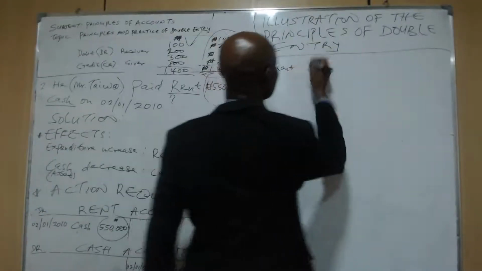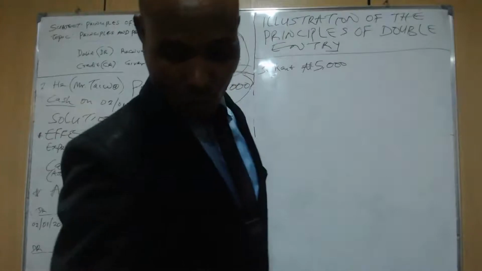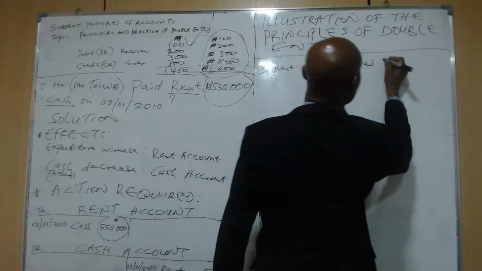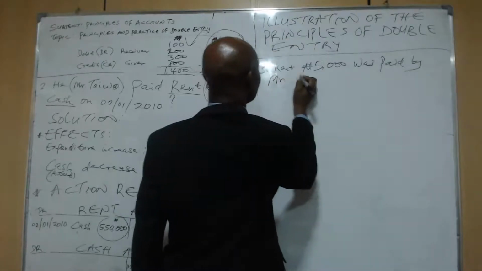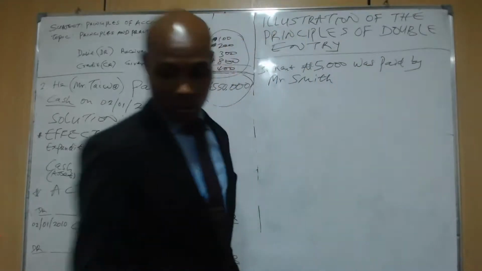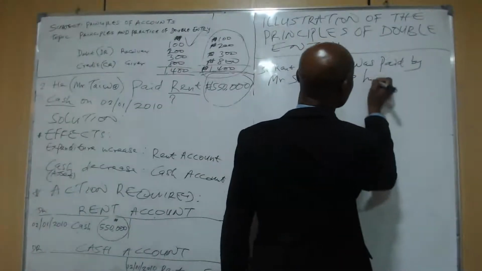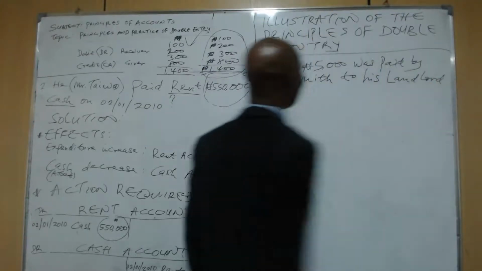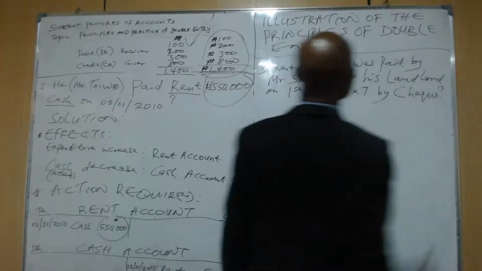Rent 5,000 naira was paid by Mr. Smith to his landlord on 1st July 1987.